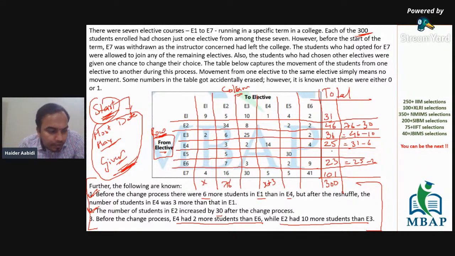Only E5 is left. Can't we find the E5 number? Anyone? What is going to be the E5 number? Can people tell me?